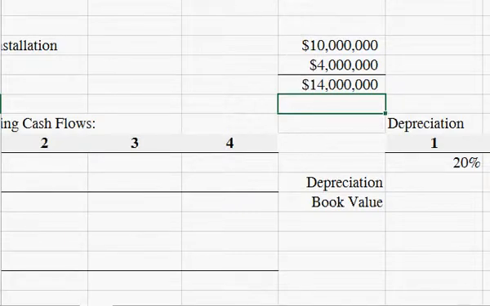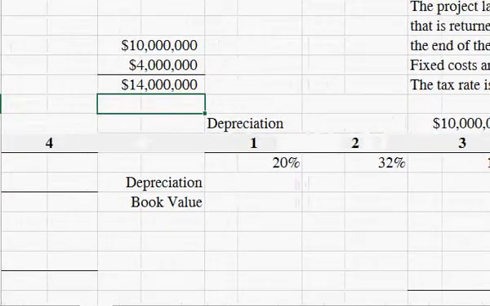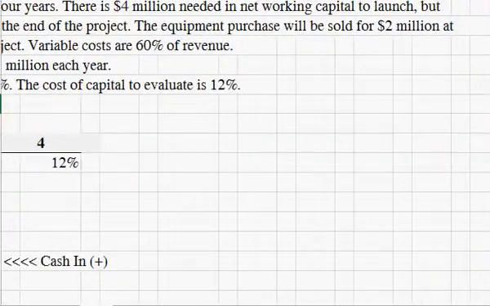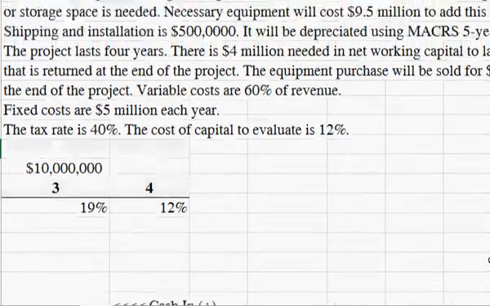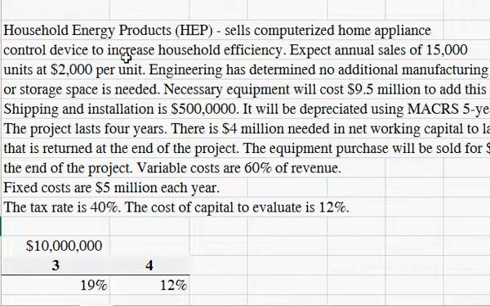So I'm going to go back over here to the text and point out a little bit of that to you. The problem here says that they are going to sell these devices, annual sales 15,000 units at $2,000 per unit. So we'll multiply those together to get the amount. They don't need any additional space. That's why we didn't have any building. This is the part about the equipment.